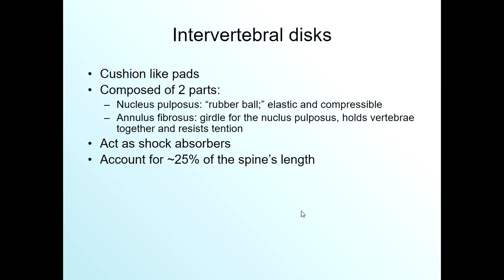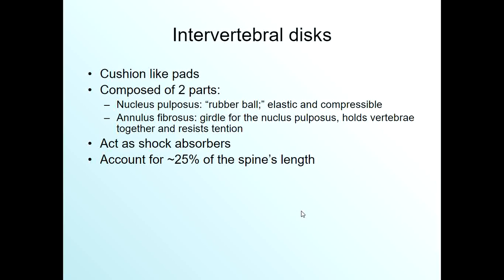In between each one of our vertebrae is a disc. That disc is made up of 2 parts. You have a very rubbery consistency that's sometimes called the rubber ball. That's the nucleus pulposus. That is very elastic and compressible.